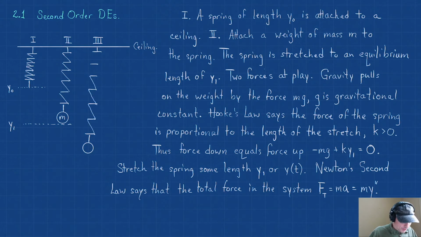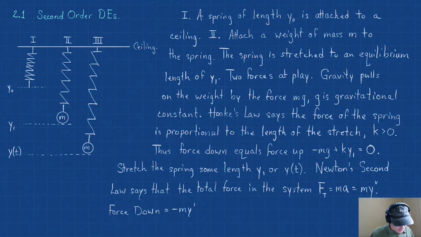We're assuming it's frictionless, so the spring will just keep springing. Here's our mass. And we've stretched this spring now to this distance here, y. Well, this distance is obviously going to change as soon as we let go of our spring. So let's think about this. So our total force down, or the total force, since we're using down as a minus, is equal to minus m y double prime.